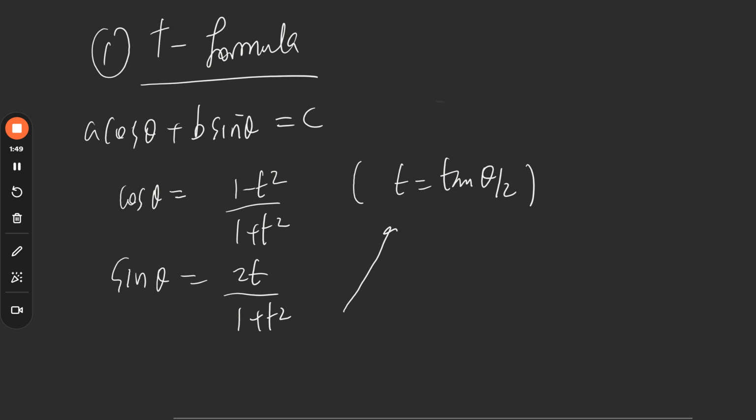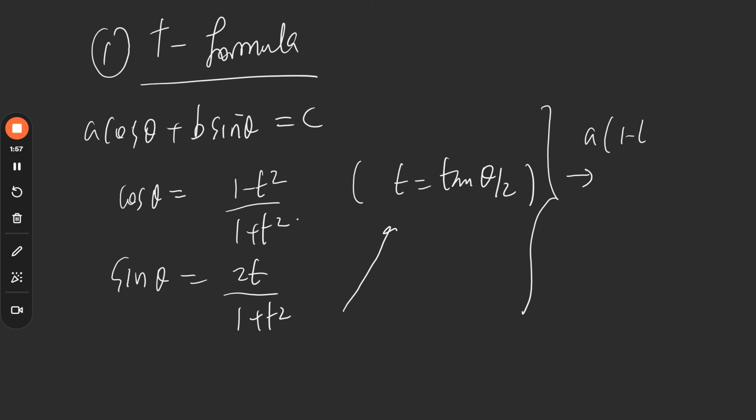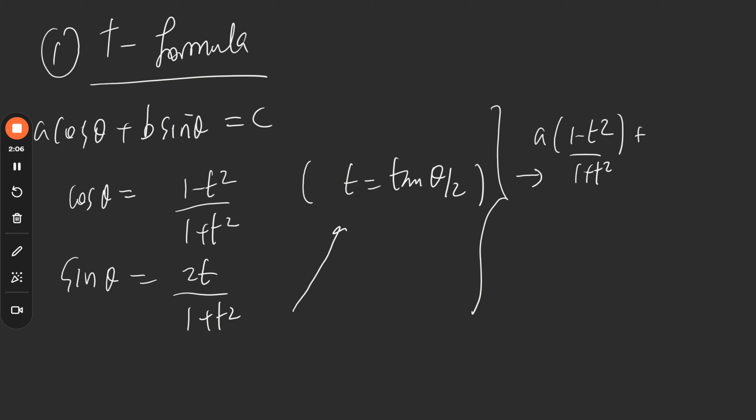So going to this formula now, over here I'll be having a times 1 minus t square over 1 plus t square, that is a cosine theta, plus b times 2t over 1 plus t square equals c. And with this formula, you can see that the quadratic equation you're going to get here is going to be solvable, so we'll be solving for t.